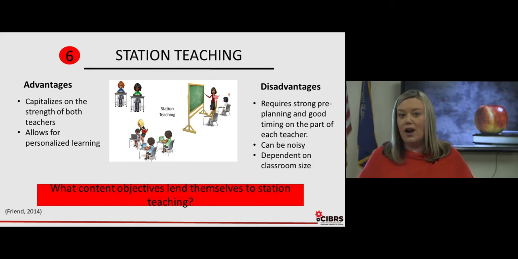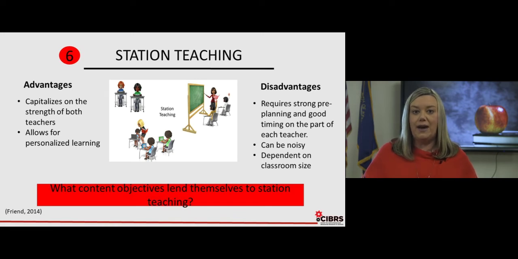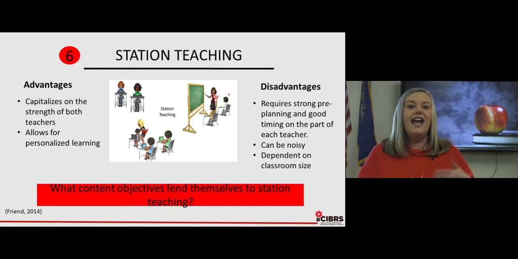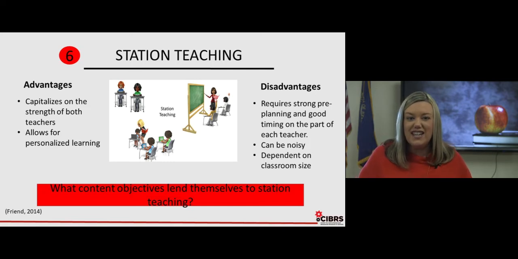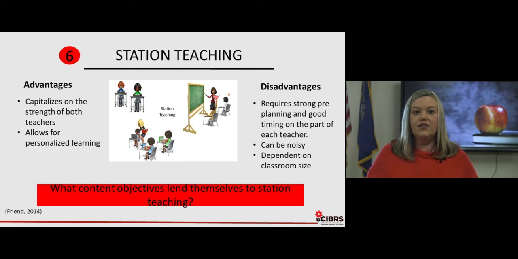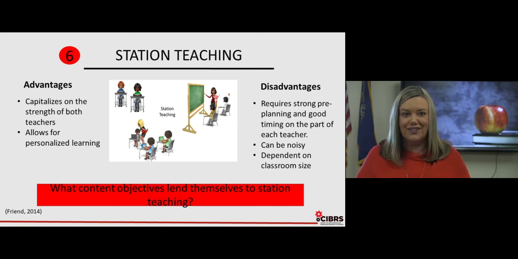This model does require pre-planning, though, and variations are just limitless. For example, in a language arts class, one station could focus on comprehension of a recently read passage, another could focus on an element of a short story, and the third could give students a writing prompt. In a social studies class covering Central American countries, stations could be based on geography, economy, and culture.